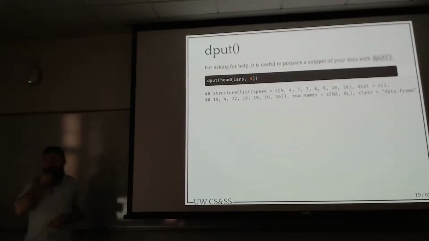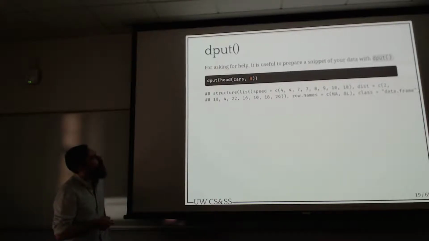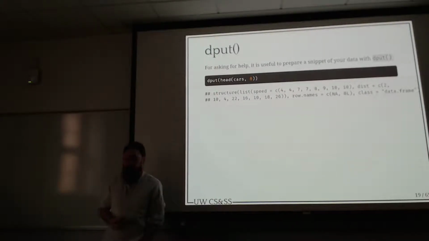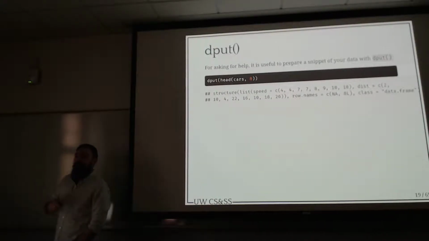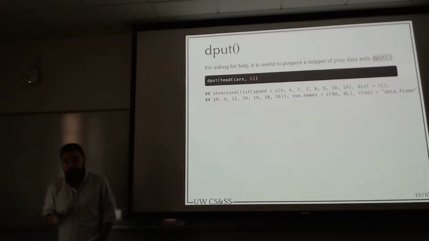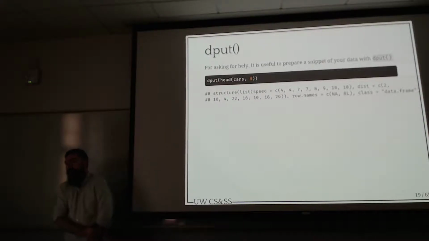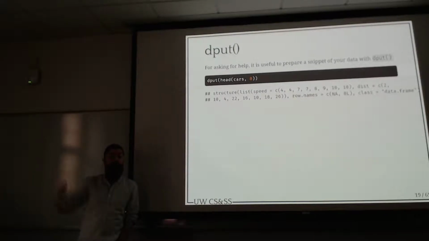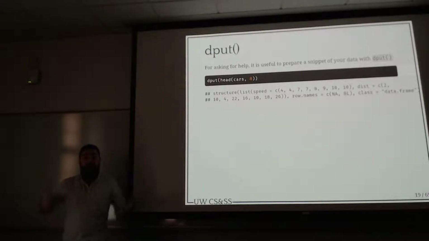Okay, so the dput function. I think I mentioned this maybe briefly in the first week. When you're asking for help, say on the Slack channel, over email, Stack Overflow, Stack Exchange, something like that, it's useful to prepare a snippet of data for people to use so that they can actually troubleshoot your problem. If you say, oh, here's all these functions I ran on something, I'm getting this error, they'll be like, that's real nice, but unless you give me some reproducible piece of data to run the same functions, I can't help you. dput is for doing that.